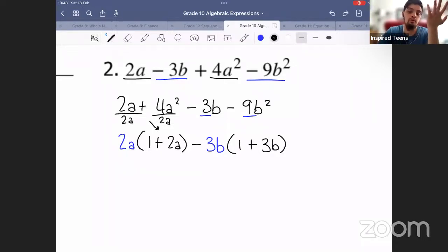So if they are the same, you factorize further. If they are not, yes, correct answer. If they are not, then that's your final answer.